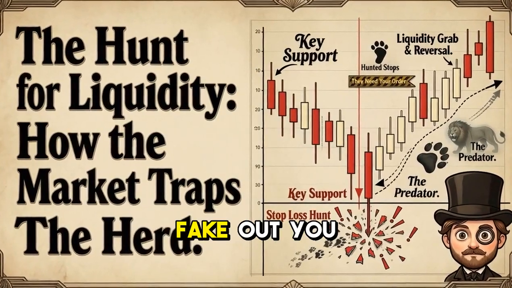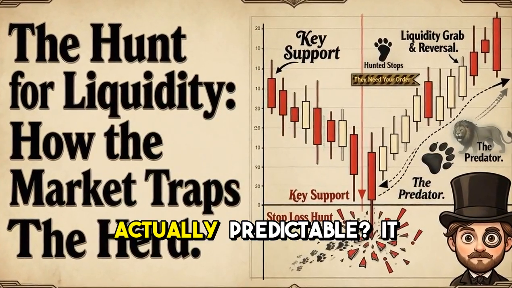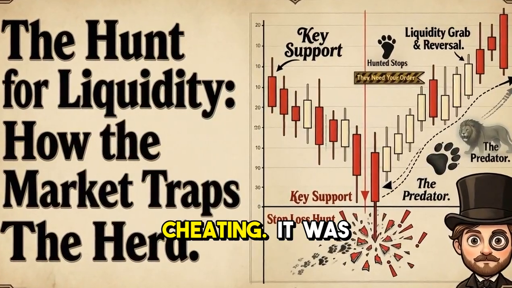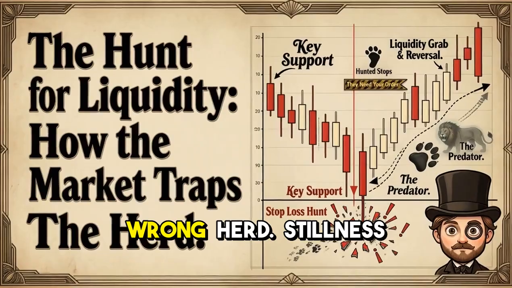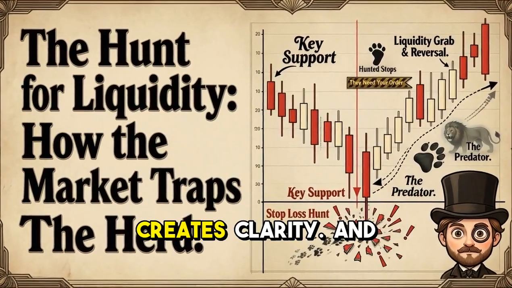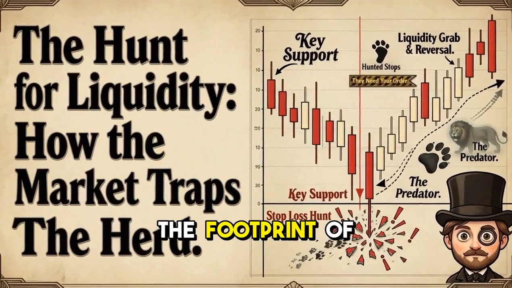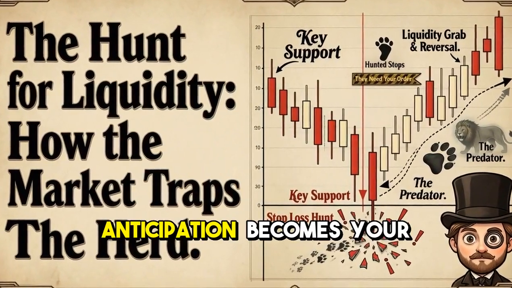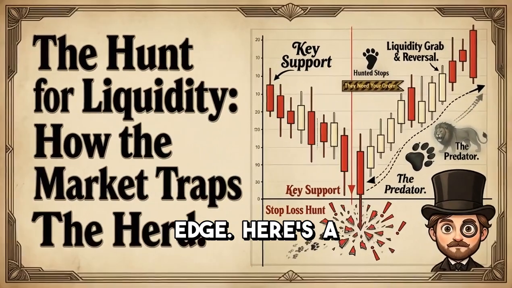So what if every painful fakeout you ever suffered was actually predictable? It wasn't the market cheating, it was you standing in the wrong herd. Stillness creates clarity, and once you see the footprint of hunted stops, anticipation becomes your edge.